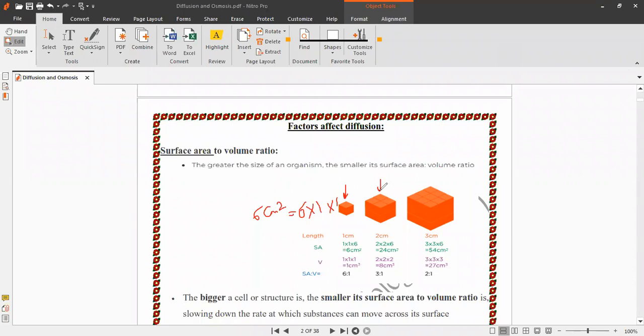Let's see this one, where each side has 2 centimeter. Also 2 multiply 2 multiply 6 equals 24 centimeter square. This one, where each side has 3 centimeter: 3 multiply 3 multiply 6, 54 square centimeter. Okay, let's see the volume to compare between surface area and volume. Here the volume is 1 multiply 1 multiply 1 equals 1.